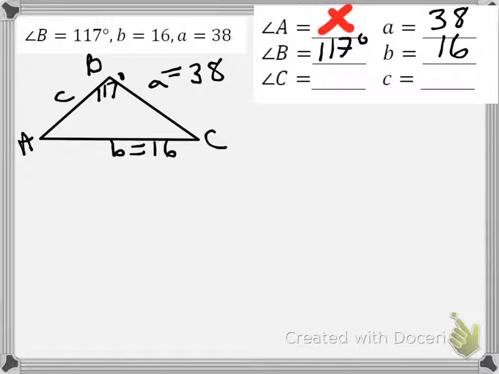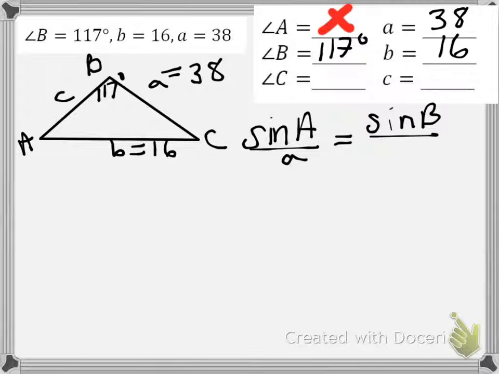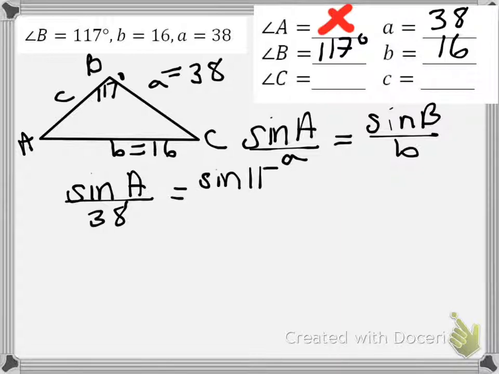So, since I'm solving for an angle, I'm going to write my law of sines with the angles up. So, sine of angle A divided by A is going to equal my knowns. I'm going to use this pair, angle B and side B. So sine of angle B over B. Plugging in what I know, I don't know what angle A is, but I do know that side A is 38. Angle B is 117 degrees. And side B is 16.